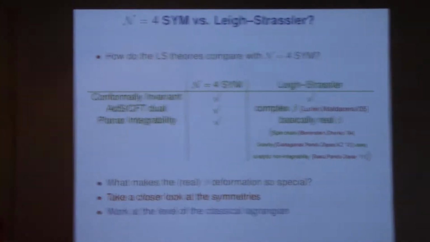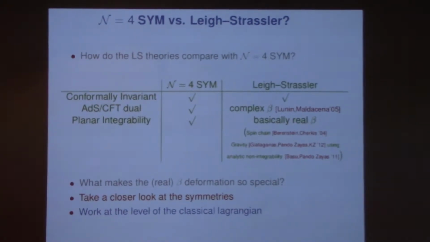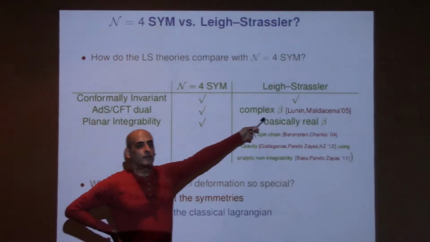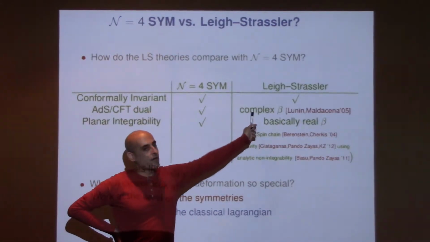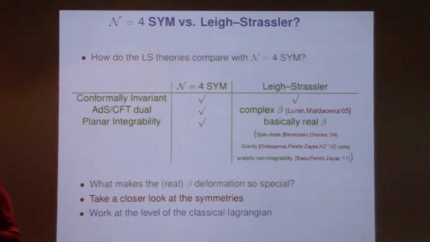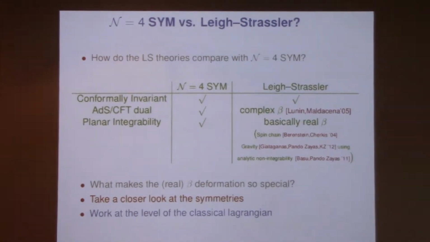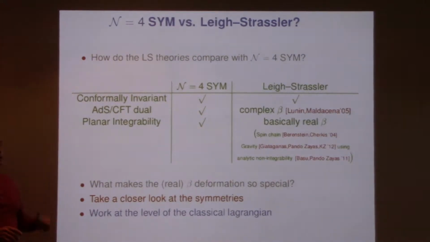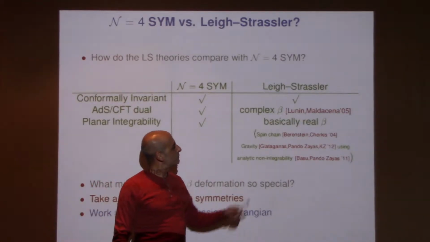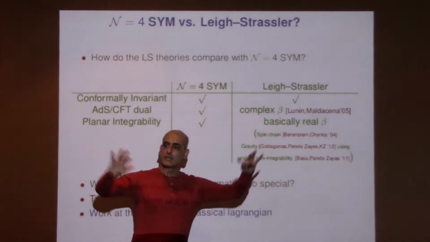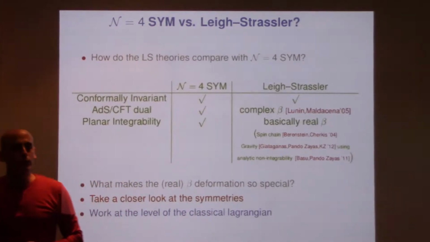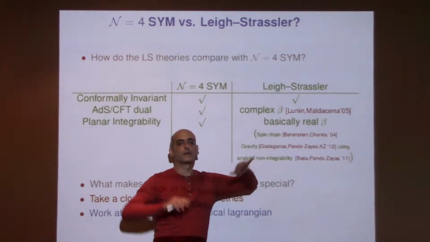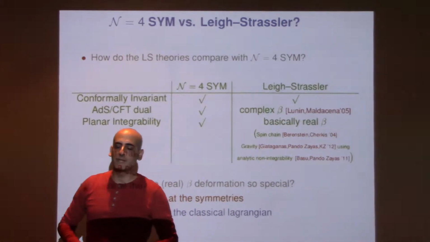Okay, so anyway, how can we compare these theories? They're both conformally invariant. In terms of AdS/CFT, Leigh and Mandelstam in 2005, they found the complex beta, as I just mentioned, using a combination of TST and S-duality. Planar integrability, of course, N equals 4 is believed to be integrable. For Leigh-Strassler, so these general theories, we are more or less stuck with real beta.